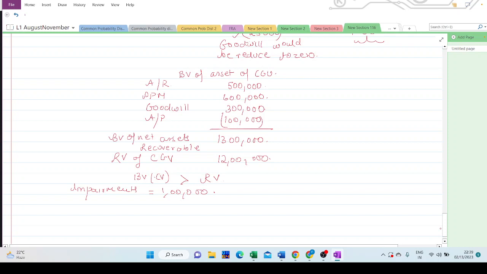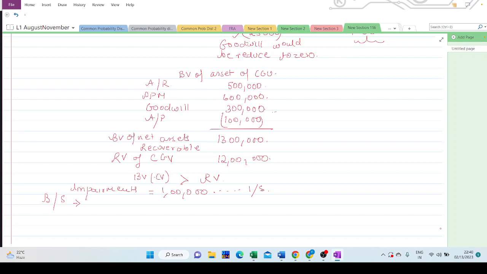Right. Now in the balance sheet, what will happen? Guys, tell me what will happen in the balance sheet. We will recognize an impairment loss of 1 lakh in the income statement. Okay, this 1 lakh impairment loss would go in the income statement. In the balance sheet, reported value of goodwill would reduce by 1 lakh. That is, reported value of goodwill would become 2 lakhs, right? It will reduce from 3 lakhs to 2 lakhs.